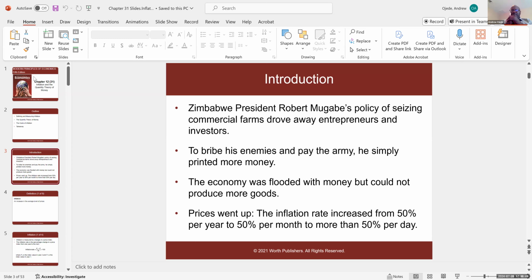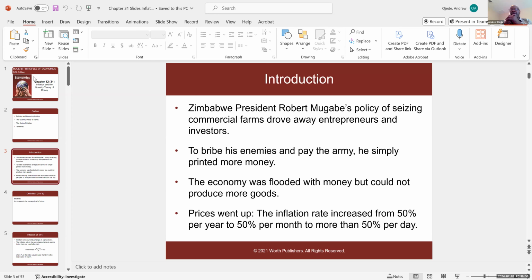So to bribe his enemies and pay the army, he simply printed more money. Because remember, when he chased the commercial farmers, and the farm sector collapsed, there was not enough tax revenue coming in, because that's where we used to get a lot of tax revenue.